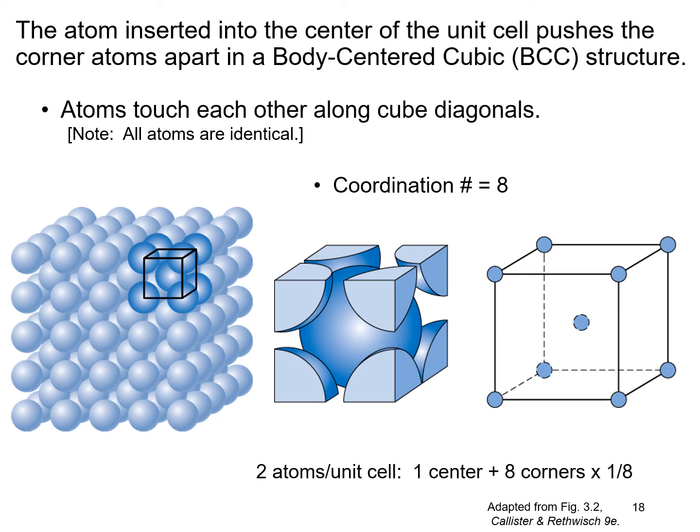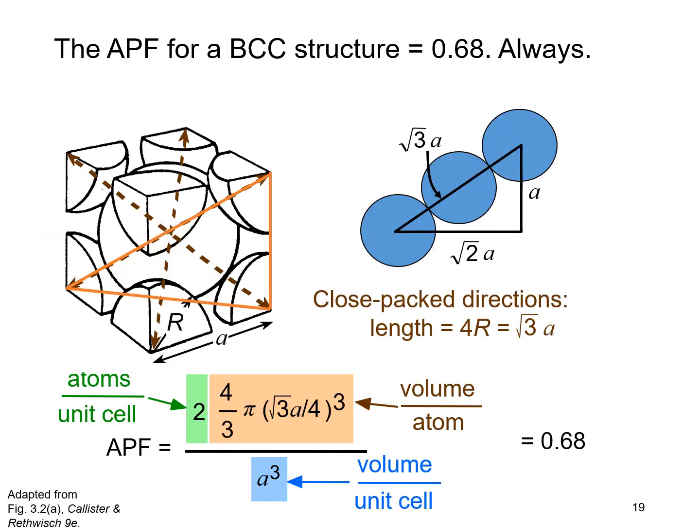For this structure, where are the close packed directions? This time the edge atoms are not touching, but the atoms do touch along the cube cross diagonal. We follow the same concept. The length of the cross diagonal close packed direction can be solved for using a cross section of the cross diagonal. We use the Pythagorean theorem and can calculate the length to be the square root of 3 times a.